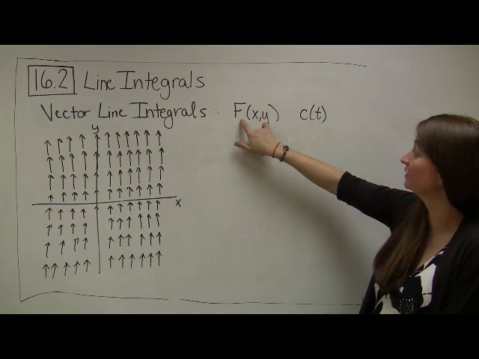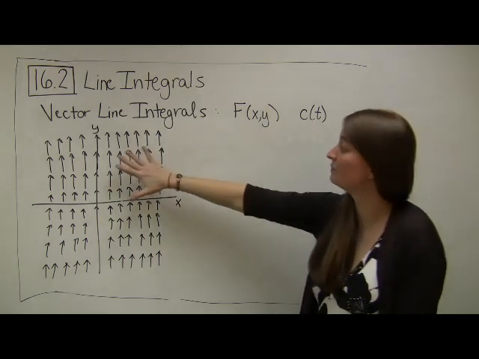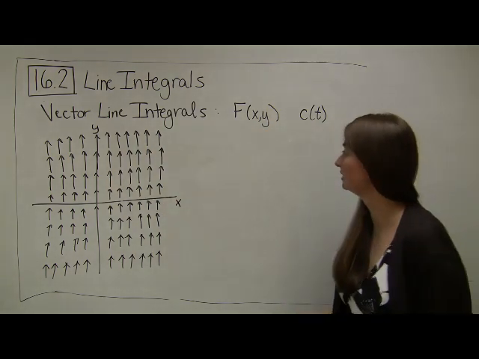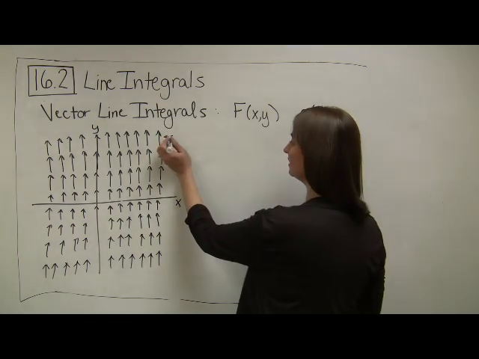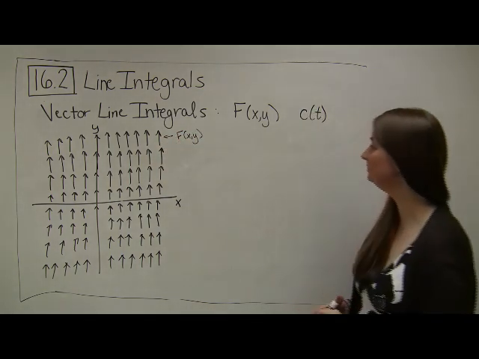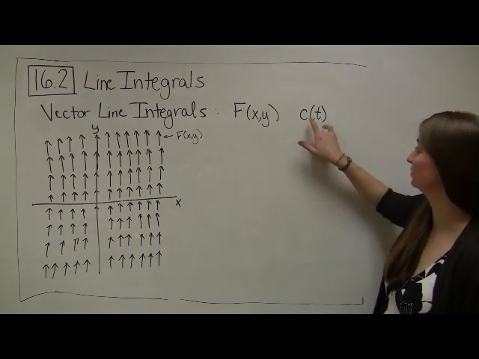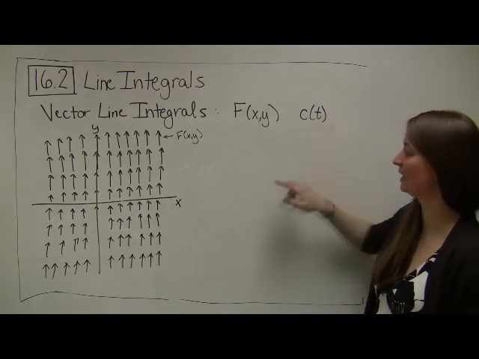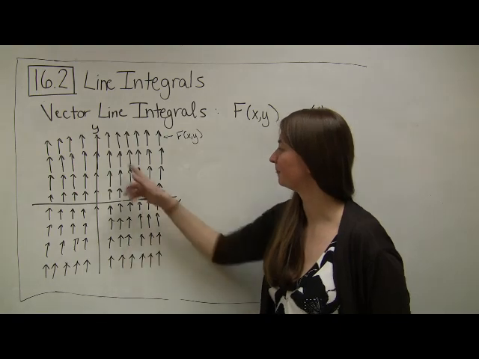This is a vector field. So I represented my generic vector field here with all of these arrows. This is my vector field f of x, y. And I'm still going to have a path. When I input a time t, I should get out some point in space.